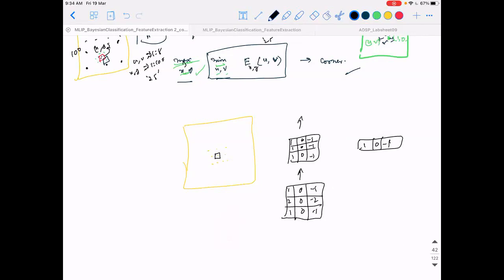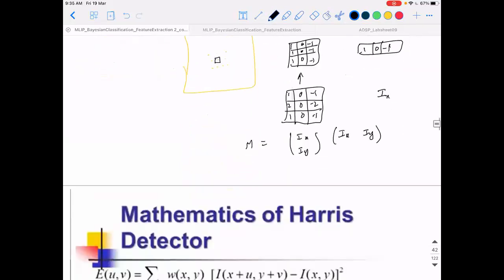This gives vertical gradients, but you can find out horizontal gradients as well. So this gives Iy, for example. Similarly, you can find out Ix. Both of them put together, you get Ix and Iy, and then you can form the matrix M. M is simply Ix squared, Ix Iy, and then Ix Iy, Iy squared. That's all.